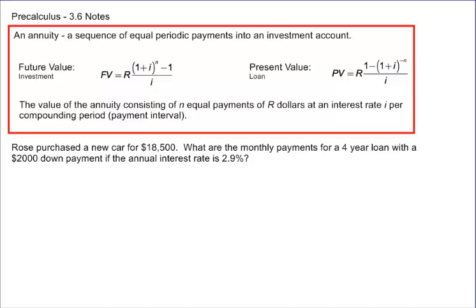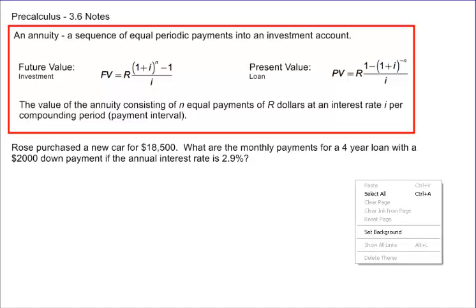Alright, so now we've got Rose, who's purchased a new car for $18,500. What are the monthly payments for a 4-year loan with a $2,000 down payment if the annual interest rate is 2.9%? Well, it's going to be the same thing that we just did, the same stuff, but now it's just going to be in a little bit different order.